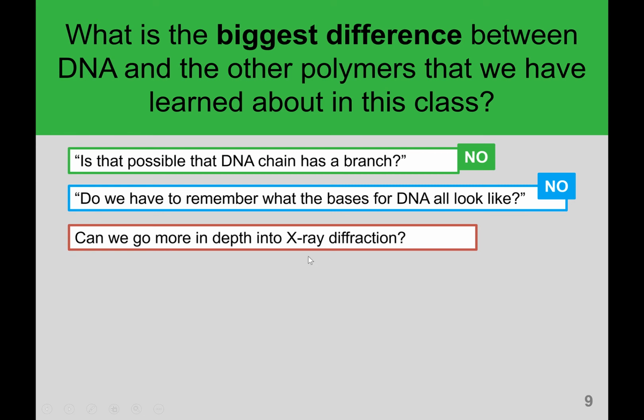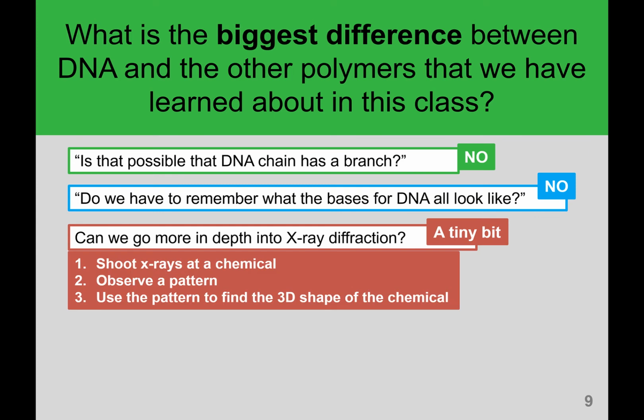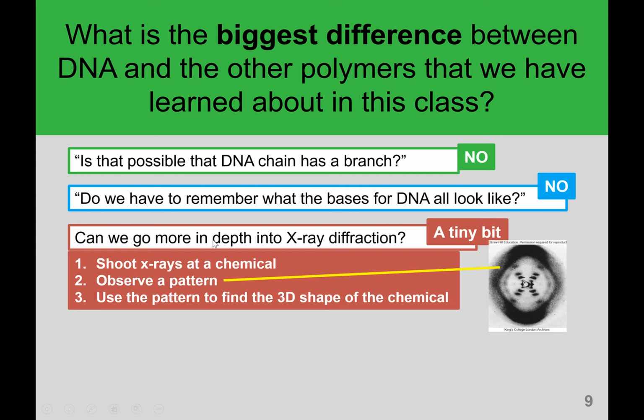Somebody asked, can we go more in depth into X-ray diffraction? So your book mentioned that's the way that they figured out the structure of DNA. So I'll go for 10 seconds into that. The way X-ray diffraction works is you start with some chemical and you want to know the 3D shape. You shoot X-rays at it. Some of those X-rays get bent, and if you have sort of like photographic film, you get a weird pattern like this one on the right. That doesn't really tell you anything yet.